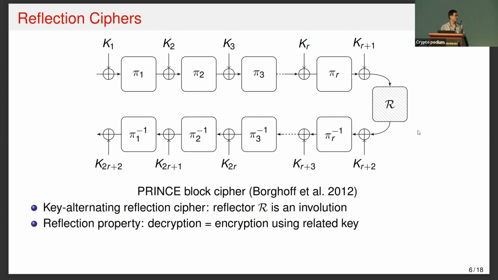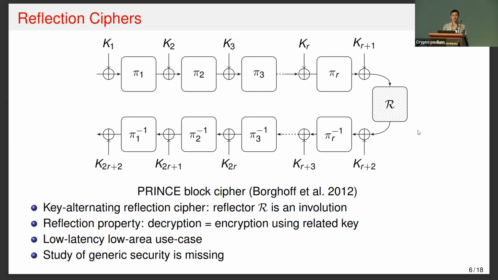This type of cipher has the following property, namely the reflection property, that decryption is always equal to encryption using related keys. This makes the cipher particularly suitable for low latency, low area use cases. However, unlike the case for Feistel or key alternating ciphers, the study of generic security is actually missing till this moment. So in this work, we are going to study the generic security of the reflection cipher.